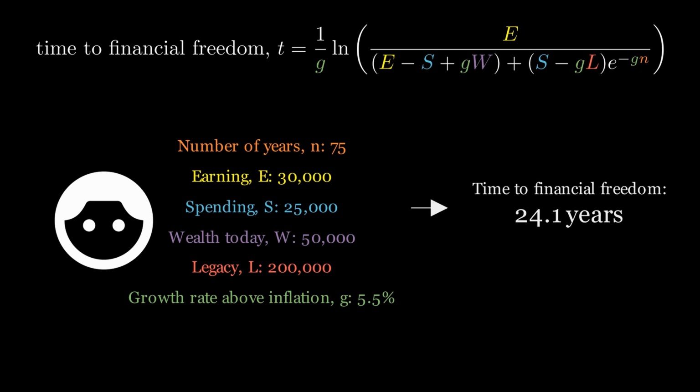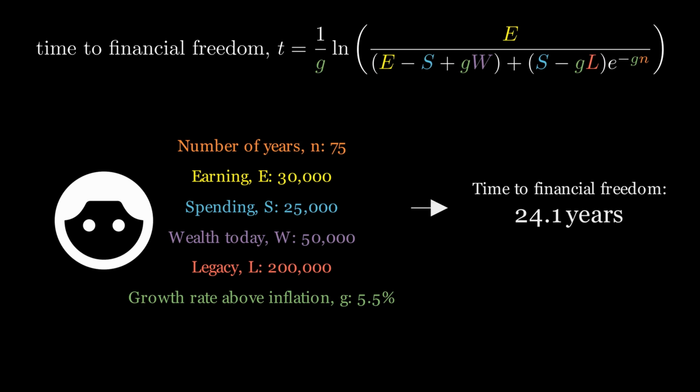And this formula can now help us answer other questions, such as, what if Charlie spends less? How much earlier can he reach financial freedom? If Charlie drops his spending to 20,000 a year, his financial freedom age drops to 15.4 years. You might be asking, what about inflation? Well, we take account of inflation by assuming that Charlie's earnings and spendings are increasing in line with inflation. Our growth rate is already above inflation, so we are modeling everything relative to inflation.